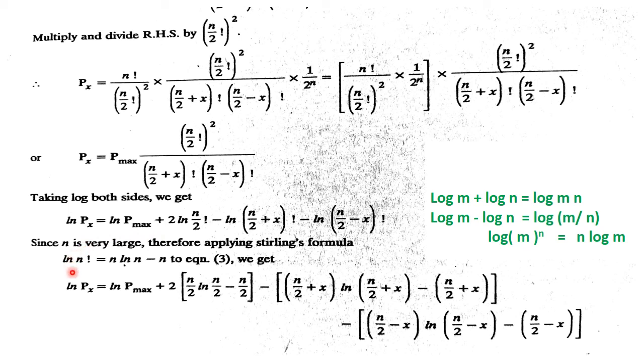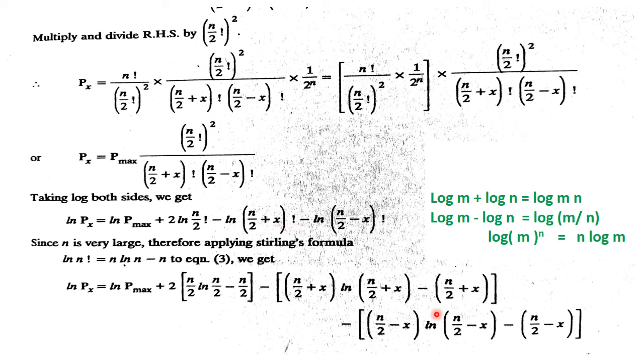What is Stirling formula? Stirling formula is nothing but: log of n factorial can be written as n log n minus n. Now apply this Stirling formula on this equation. That means we have three factorial terms: one is this, second one is this, and the third one is this. Now apply Stirling formula on all these three terms. We'll get 2 common over here. That means when we apply Stirling formula, it will be n upon 2 log n upon 2 minus n upon 2. Similarly, we can apply the Stirling formula on both these terms.